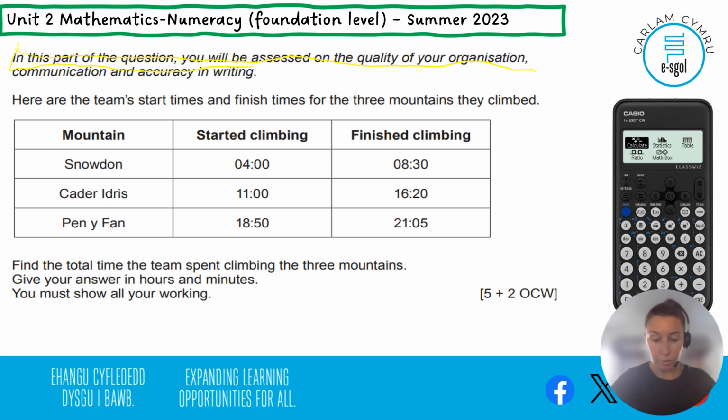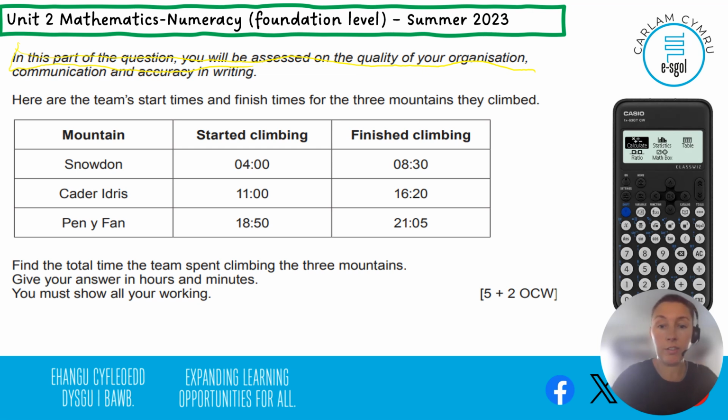So how I do it when I answer these questions is I do them in steps. And usually it's a 2 or 3 step formula I use to answer the question. Just makes it far clearer. So here's the question. Here are the team's start times and finish times for the 3 mountains they climbed: Snowdon, Cadair Idris and Pen y Fan.